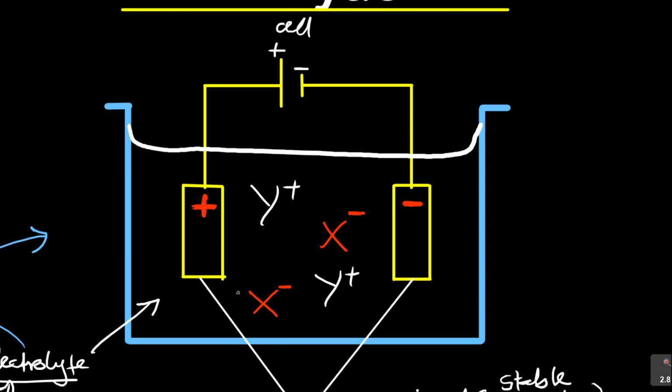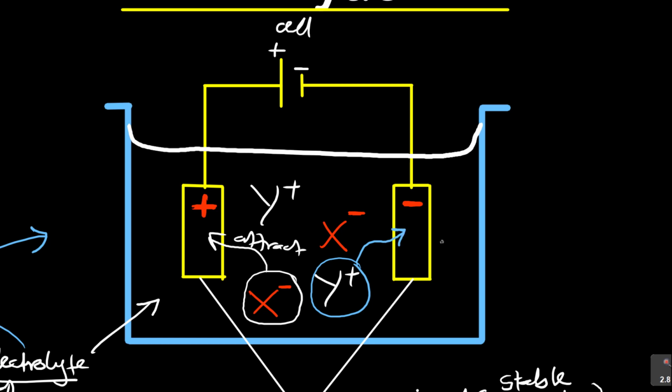What happens is, remember, opposite charges attract. So you will find the negative ions, we call them the anions, they will be attracted. And the positive ions, which are the cations, they will be attracted there. Now, what do we call this electrode? We call this electrode the cathode. Why? Because it is attracting the cations.